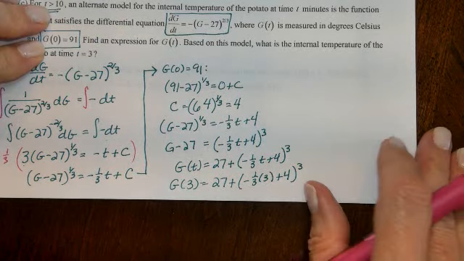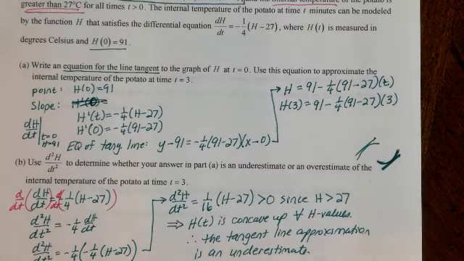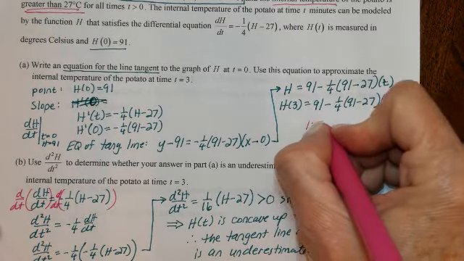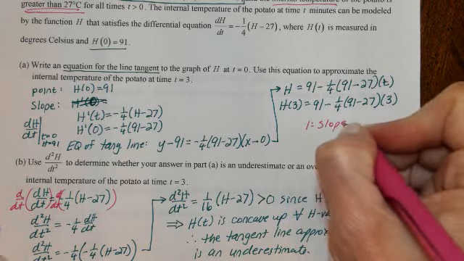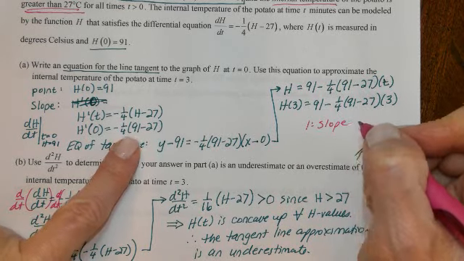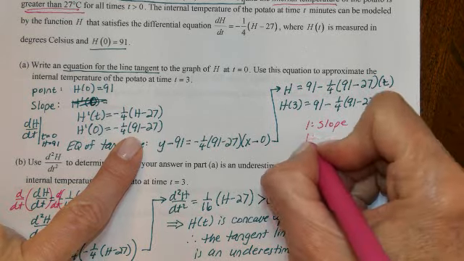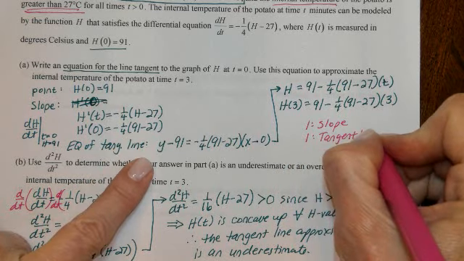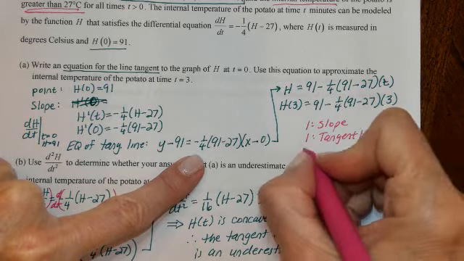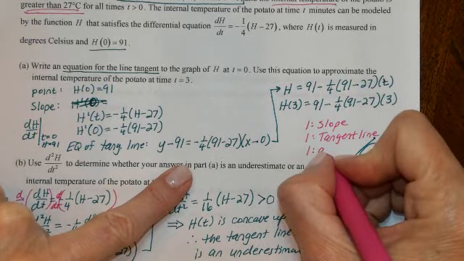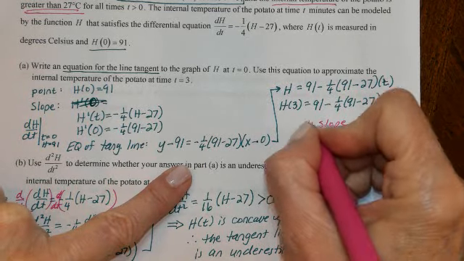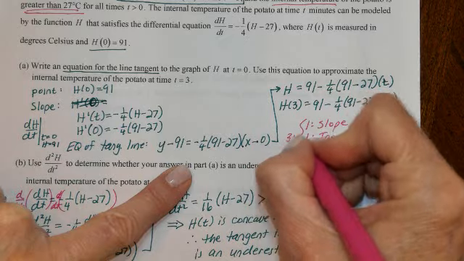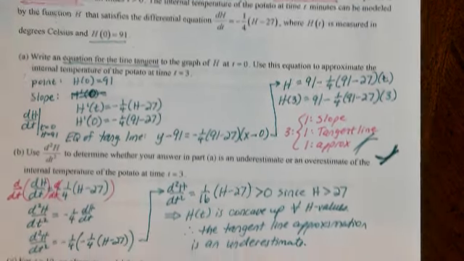Okay, let's see how they scored this. On part A, they gave 1 point for getting the correct slope. So 1 point for this correct slope, 1 point for the tangent line, and then 1 point for the approximation. So 3 points for that.